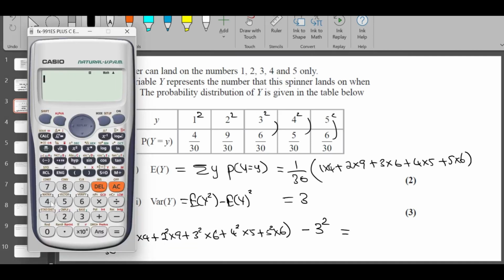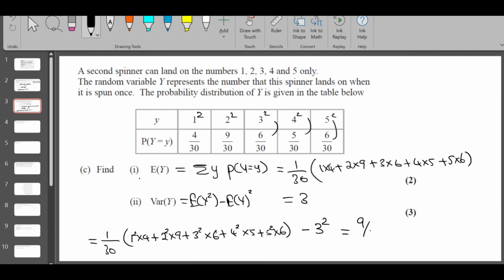1 square times 4 is 4, plus 2 square is 4, 4 nines are 36. 3 square is 9, 9 sixes are 54. 4 square is 16 times 5, 5 square times 6. Divide everything by 30, minus 3 square, you get 9 over 5. That's all.